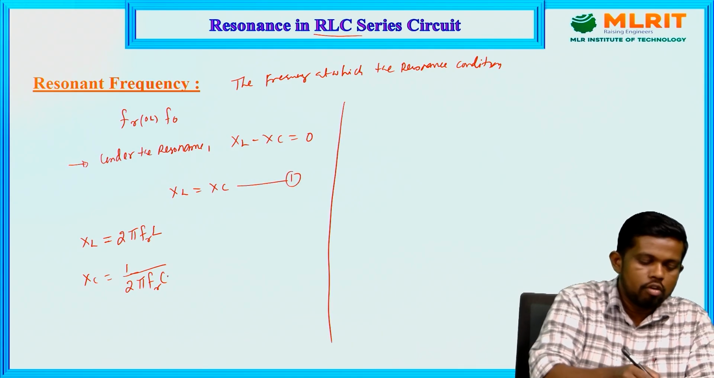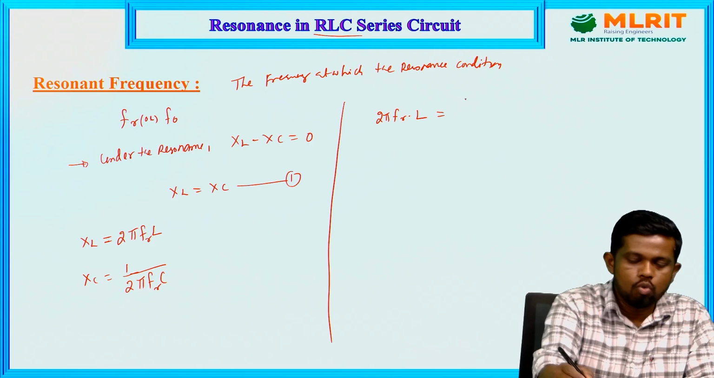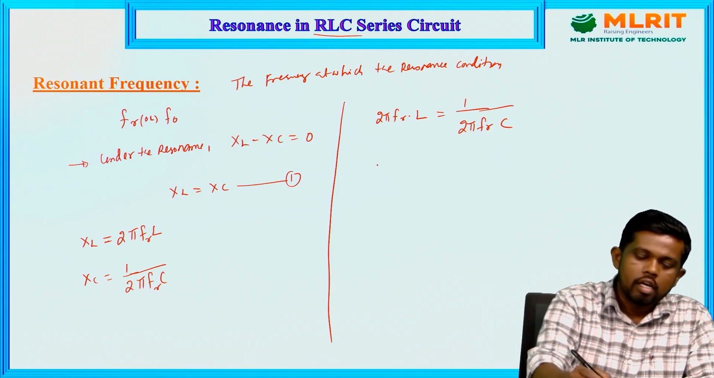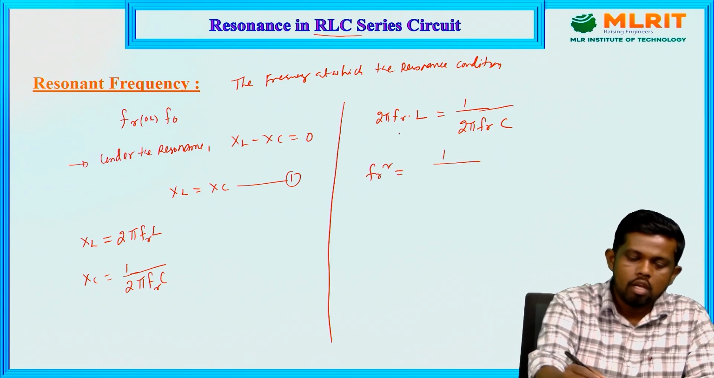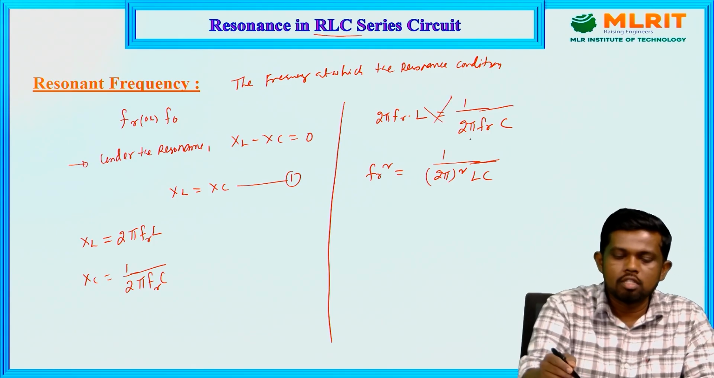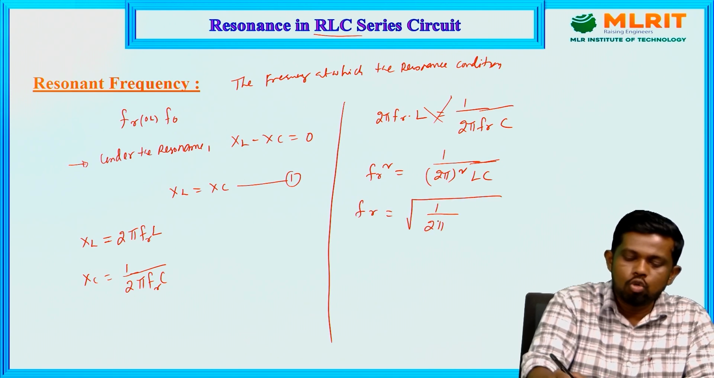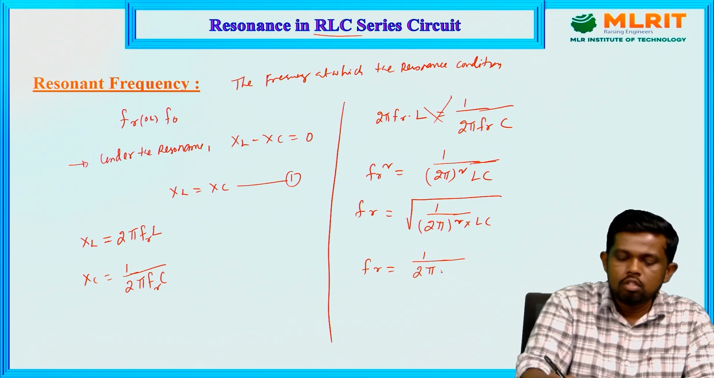We need to substitute these values in the above formula. Then we get 2 pi FR into L equals 1 by 2 pi FR into C. Sending FR to the left side, we get FR square equals 1 by 2 pi whole square into LC, because we got two times of 2 pi. Based on the cross multiplication, FR equals the square root of 1 by 2 pi whole square into LC. After simplification, FR equals 1 by 2 pi, and this one is under root LC.